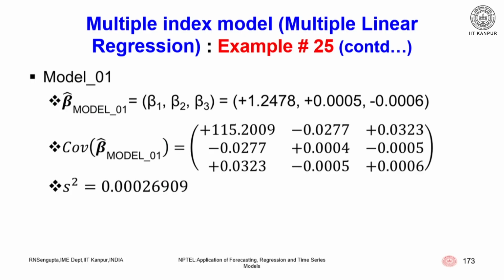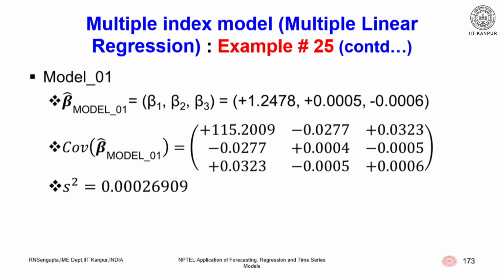Now I put it in the formula which we already know, beta hat is given by (X transpose X) inverse into X transpose into Y. I have already mentioned what X is, we know X transpose, we can find out, we already know what Y is. Based on that, when I find the value of beta hat, beta 1 hat comes to be 1.2478, beta 2 hat is 0.0005 and beta 3 hat is minus 0.0006.